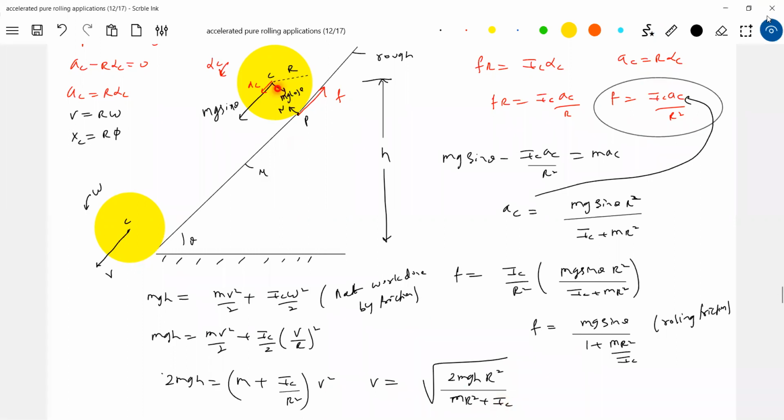I'll release the ring and the disc. Will both have same speed? Both are having same mass, same radius. Will both have same speed when they reach the bottom of incline? The answer is no. Because m, r, g, h all are same, but Ic will be different for different rigid bodies. Getting the idea now?